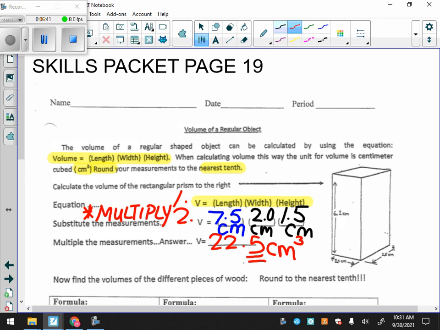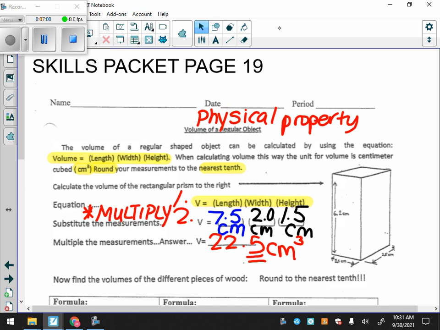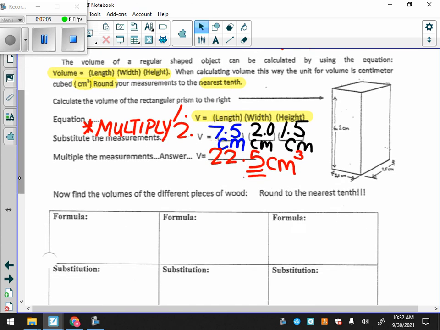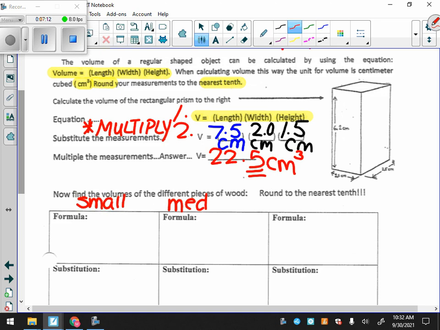All right. Your lab, which is also going to be on your test, is finding the property. Volume is a physical property of a substance. Physical property means this is a characteristic you can measure. You're going to find the physical property of 3 different blocks of wood. A small block, a medium block, and a large block.